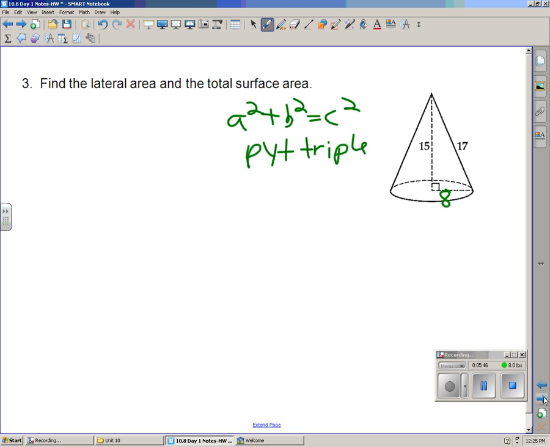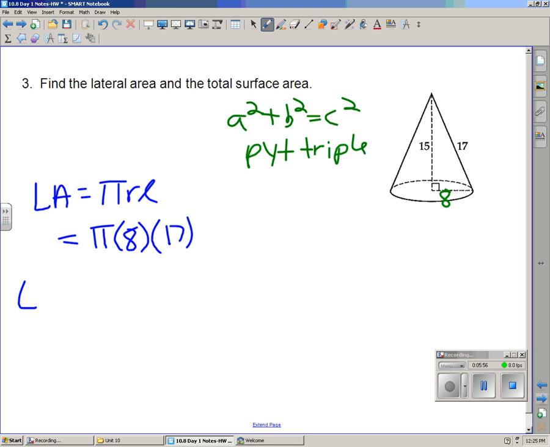Lateral area, pi RL. No big deal. I've got pi. My radius we know is 8. That was the triple that we found, and the slant height is 17. The lateral area comes out to be 136. Do we have units? And we don't. So, pi, 136 pi. Sorry about that. Units squared.